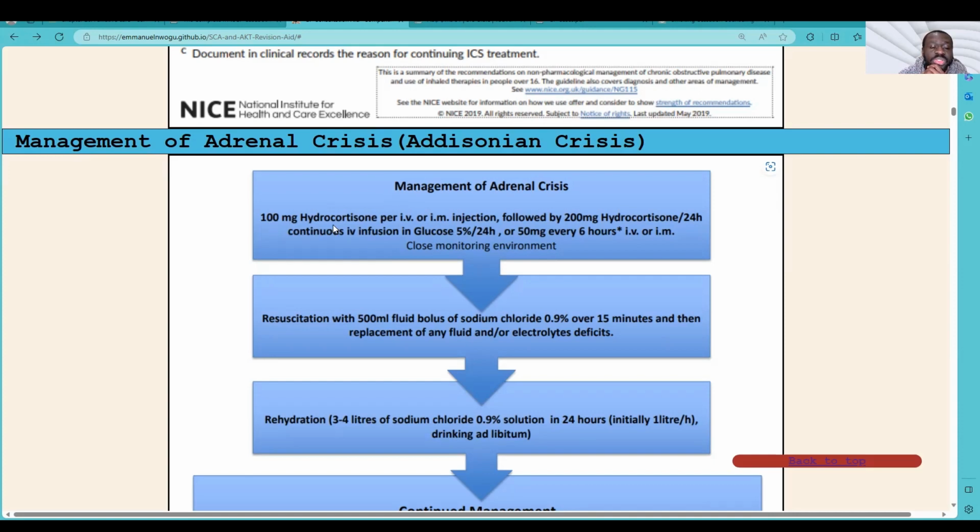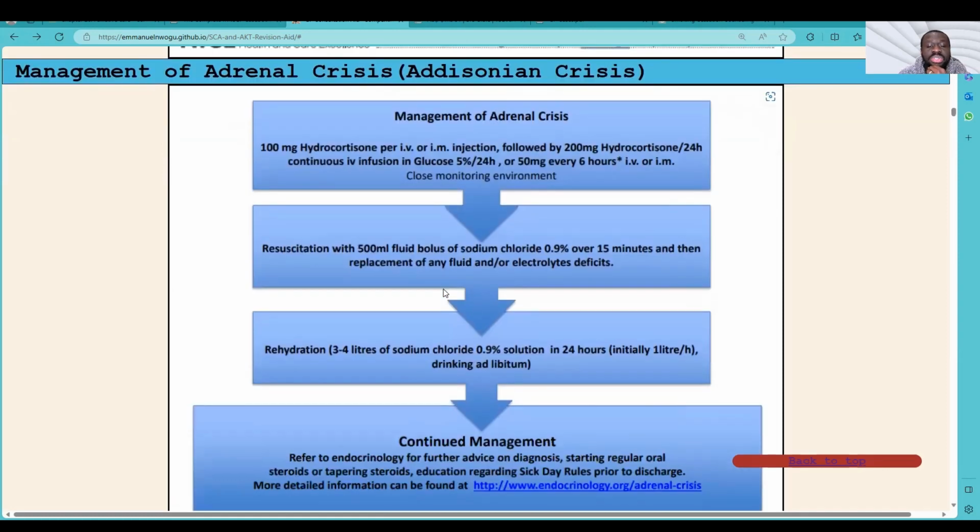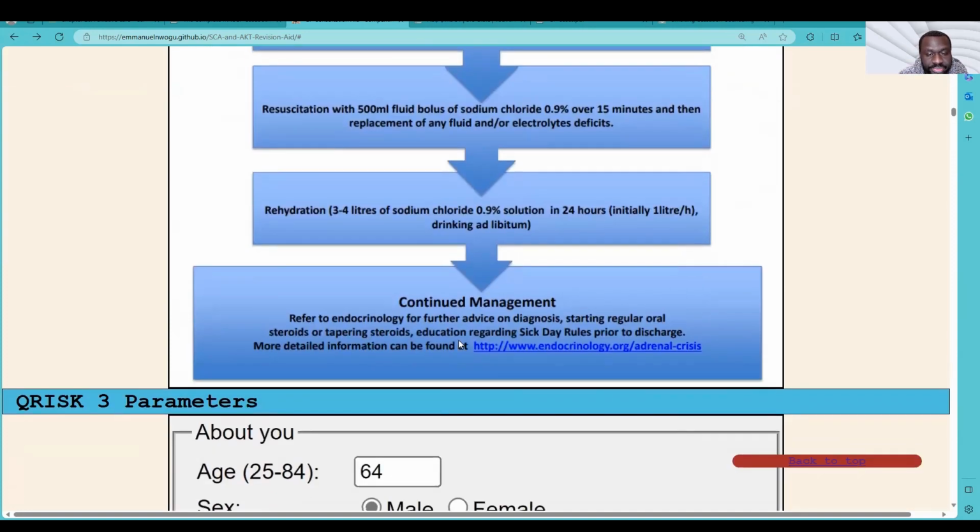So we need to be giving 100 milligram hydrocortisone IV or IM, followed by continuous infusion of hydrocortisone. And of course, fluid resuscitation, because they usually have a distributive kind of shock as well. They have a hypovolemic shock. So you need fluid rehydration.